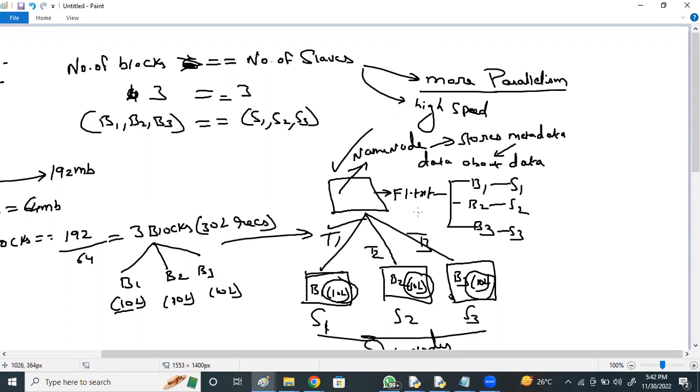You may ask why you divide into tasks. Only if you divide into tasks can you see parallel processing. Otherwise there won't be any parallel processing. Only one slave would need to execute the entire job, which is time taking, right?